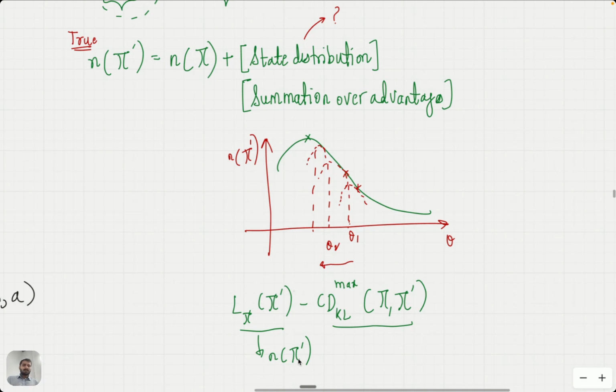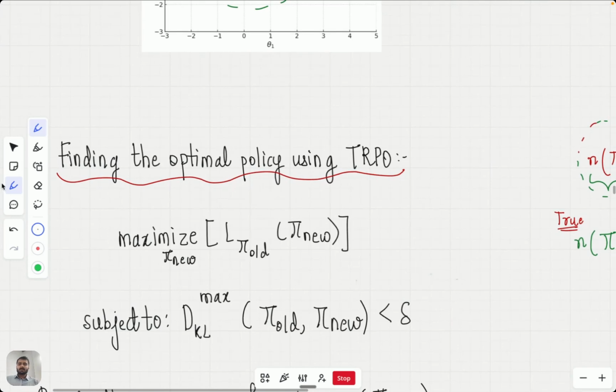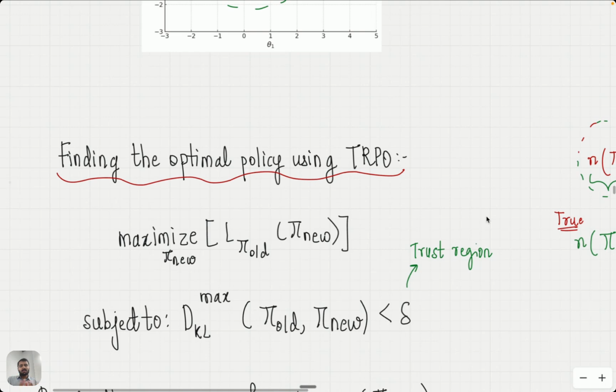Now, towards the end of the last lecture, we also discussed how we can decompose this objective function into this, where we maximize only the first term and the second term is added as a constraint. So, this is called as the trust region, which is delta. And the trust region ensures that the new policy does not deviate much from the old policy. It always remains within the trust region of delta. Now the question is that how do we solve this constraint optimization problem?